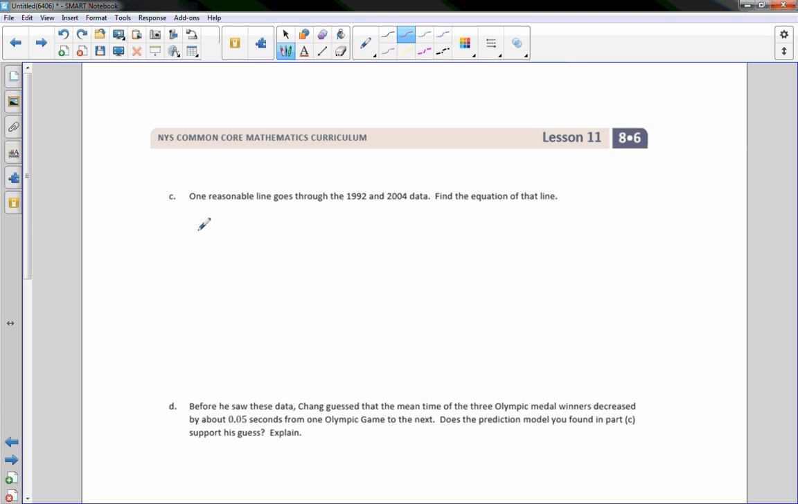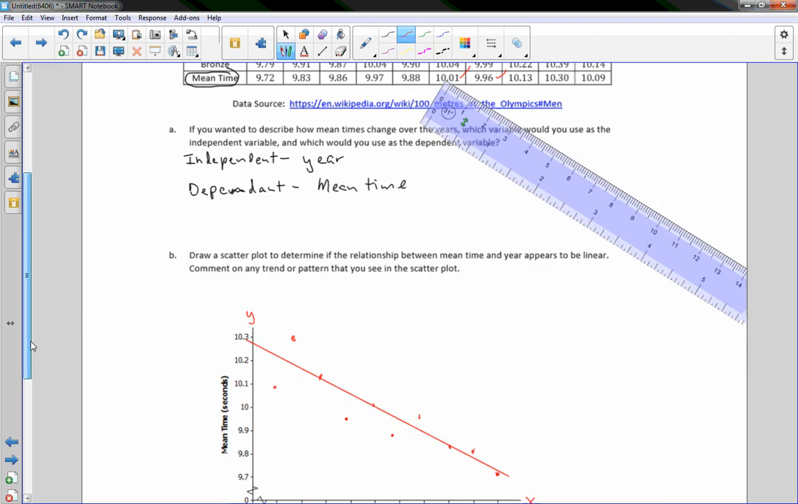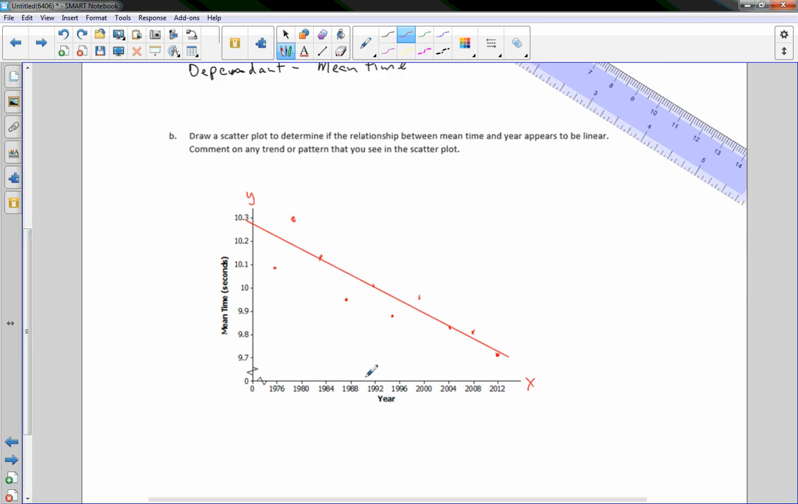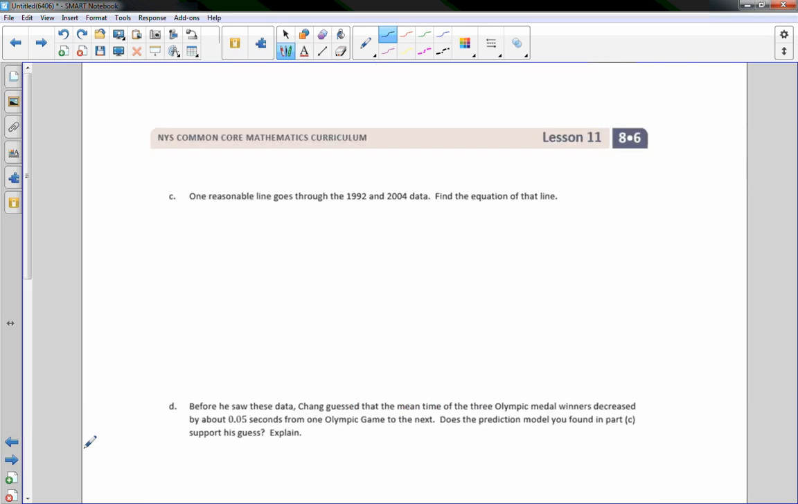C says one reasonable line goes through 1992 and 2004. So if I go back, 1992 is right here, and 2004 is right there. And it goes right through those 2 points. So find the equation of that line.